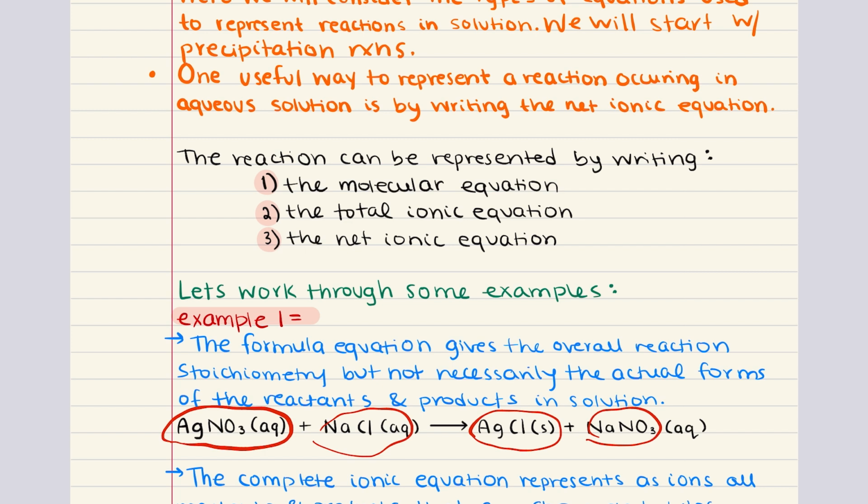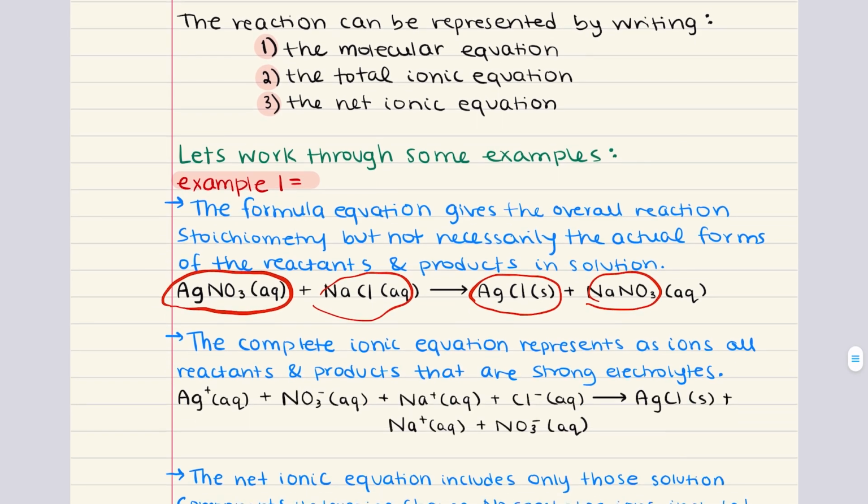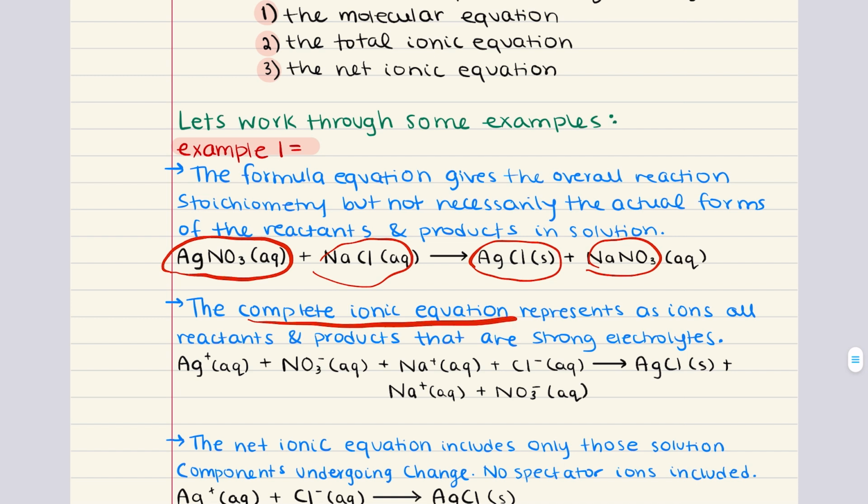Although the formula or the molecular equation shows the reactants and the products of the reaction, it does not give a correct picture of what actually occurs in solution. Actually, what is called the complete ionic equation does a better job at representing the actual form of the reactants and products in solution. In solution, these reactants are going to be dissociated.